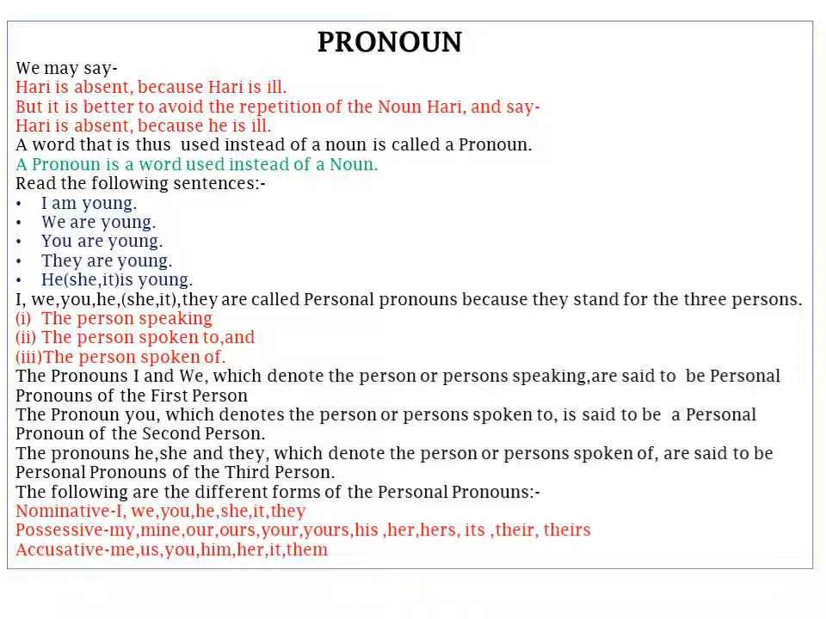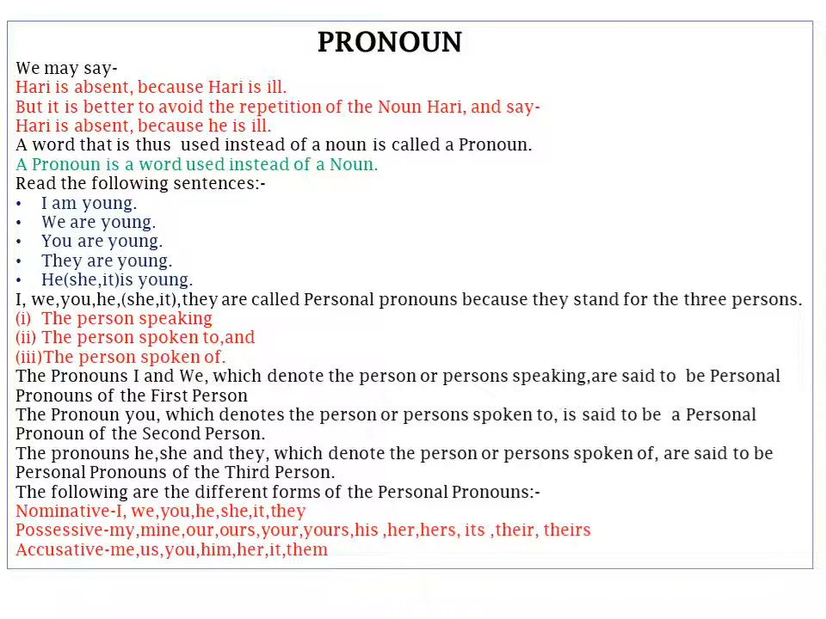The pronouns I and we, which denote the person or persons speaking, are said to be personal pronouns of the first person. Because we can say so many examples using I. I am going to school. We are writing our homework. In this sentence, we can say, who is the doer of action? Doer of the action, either I or we. So we can say these pronouns are the first persons. I is first person singular, we is first person plural.